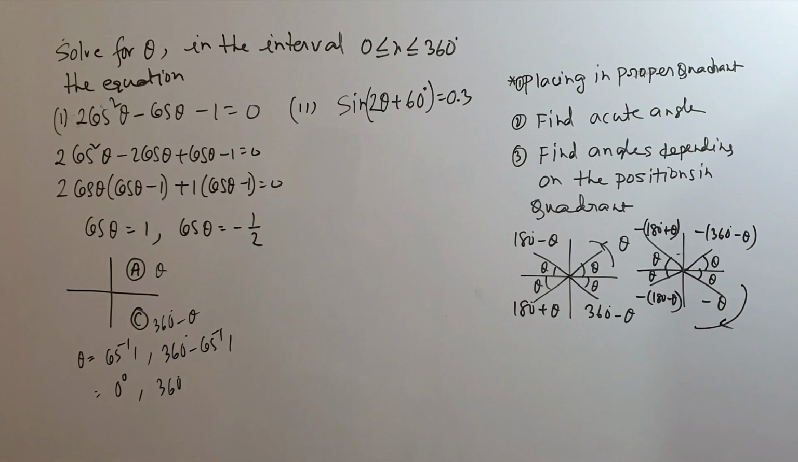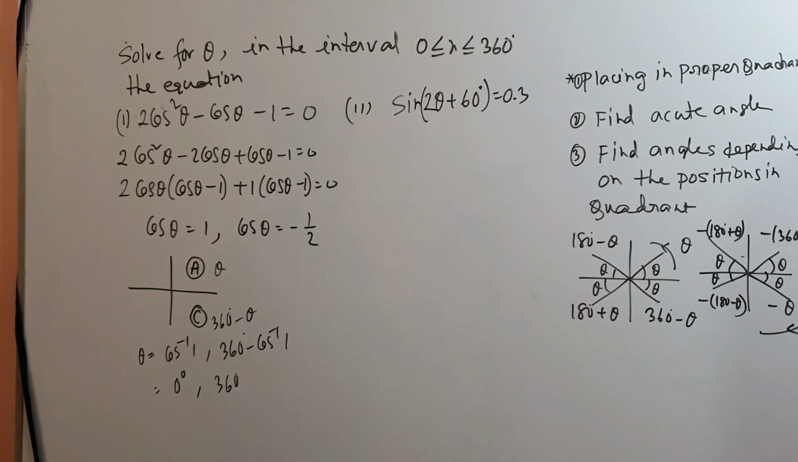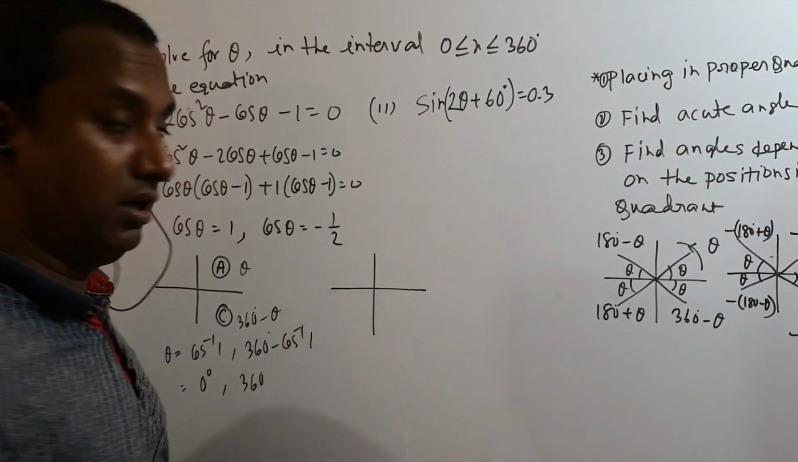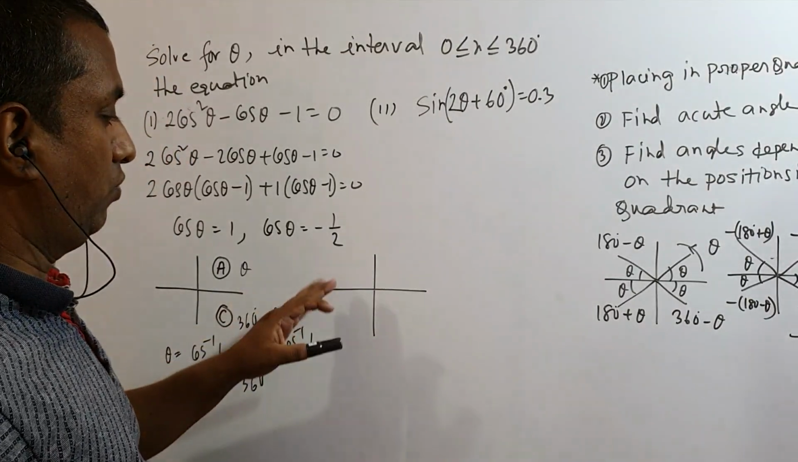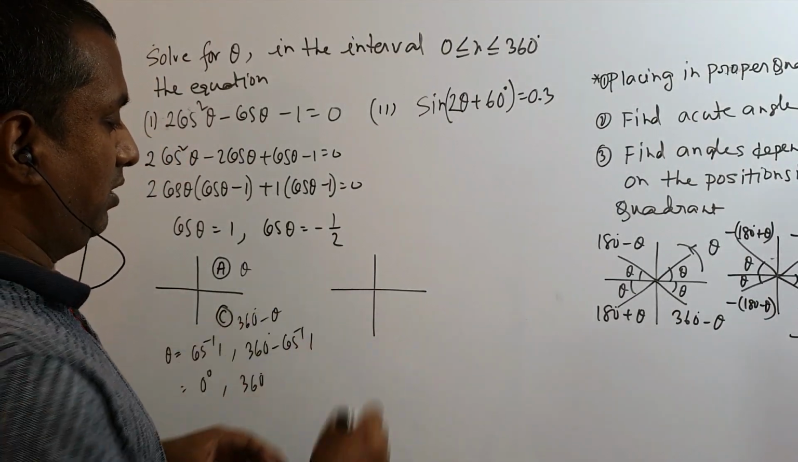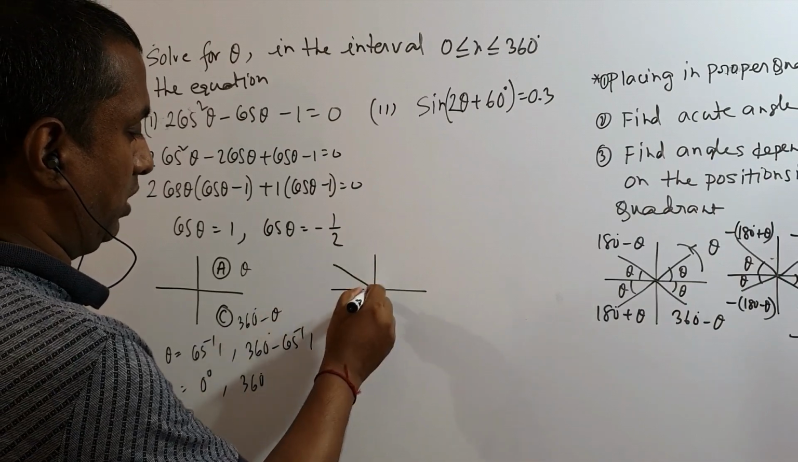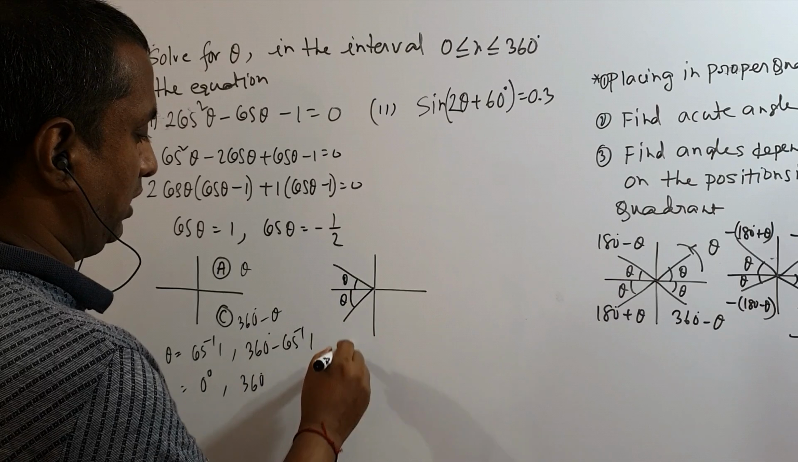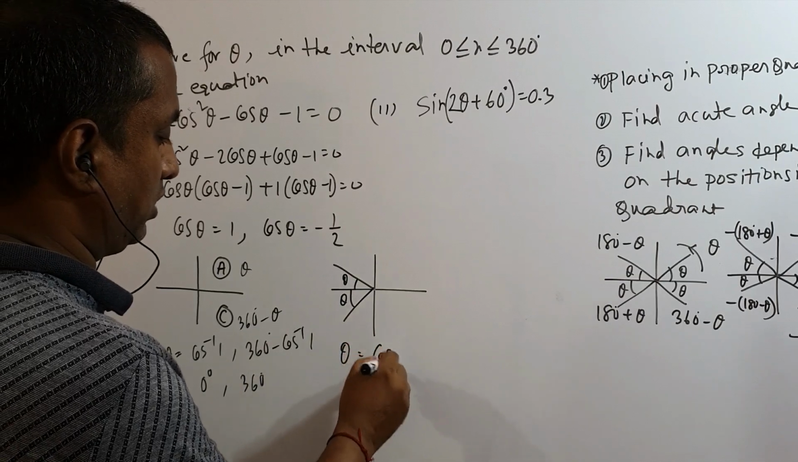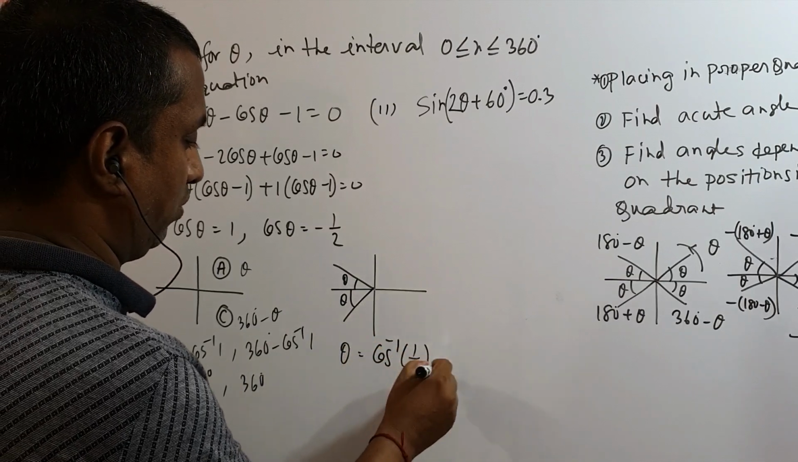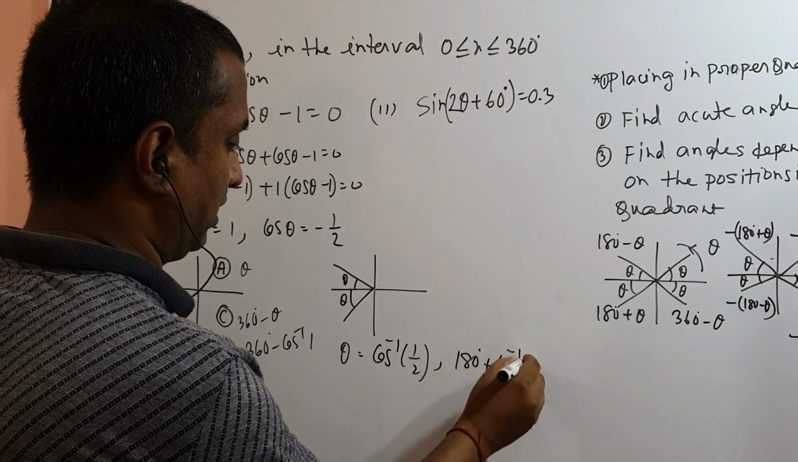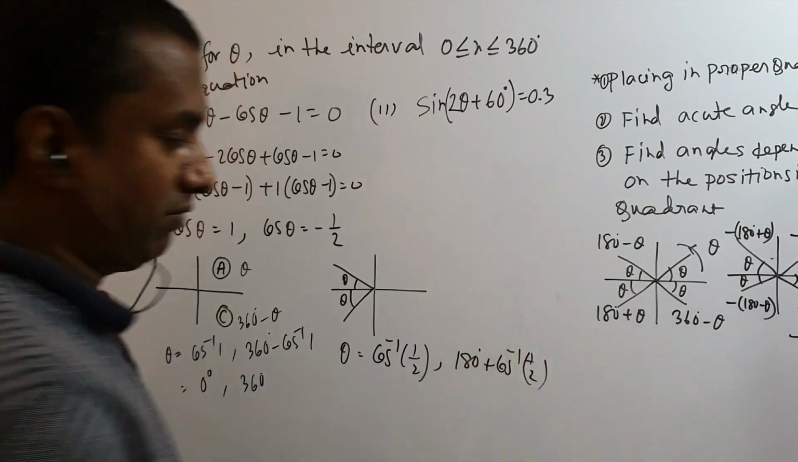cos theta equals minus half. Same as before, first of all place it in the quadrant. Since cos theta is negative, we can place it in this quadrant and this quadrant. So this is the theta, this is also the theta. So theta equals the acute angle, cos inverse half. Another one is 180 degree plus cos inverse half.